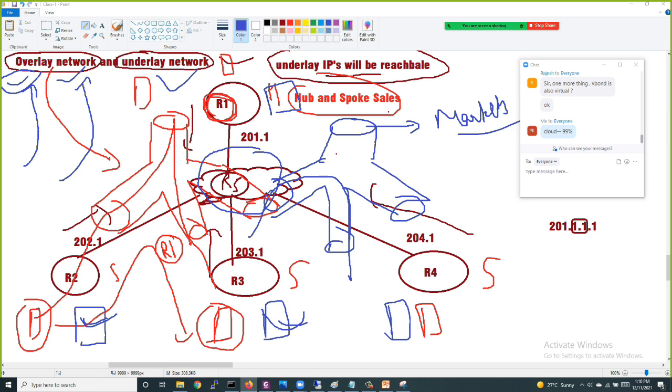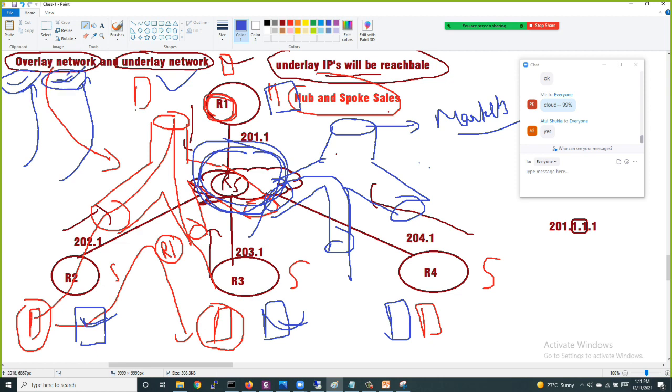Over one underlay, we have two different overlays. Underlay means how they are physically connected. Overlay means how we want them to communicate. Clear, guys? So I can connect all these routers in a different way depending upon what service I am connecting from one site to another. For sales, I can have a different topology. For marketing, I can have a different topology. For HR, I can have a different topology. So we are forming different overlay networks.